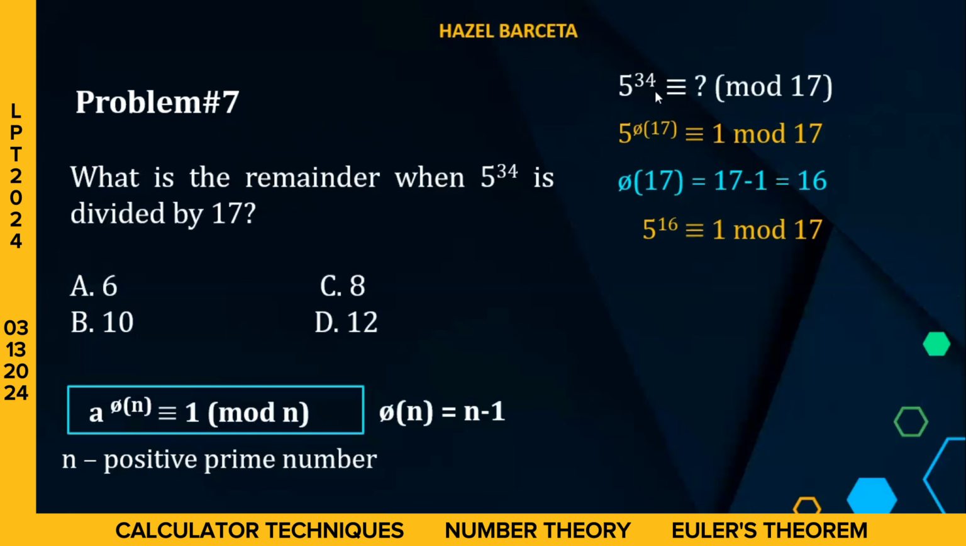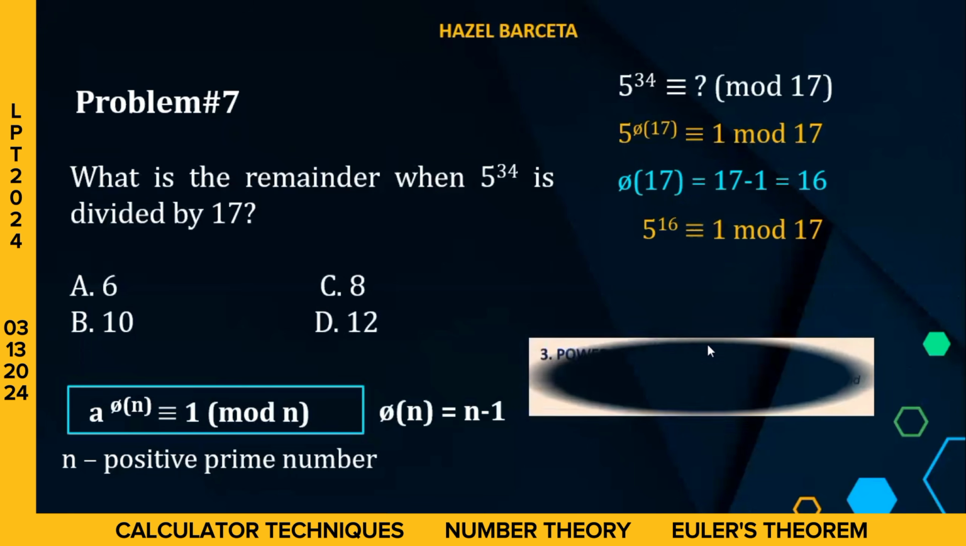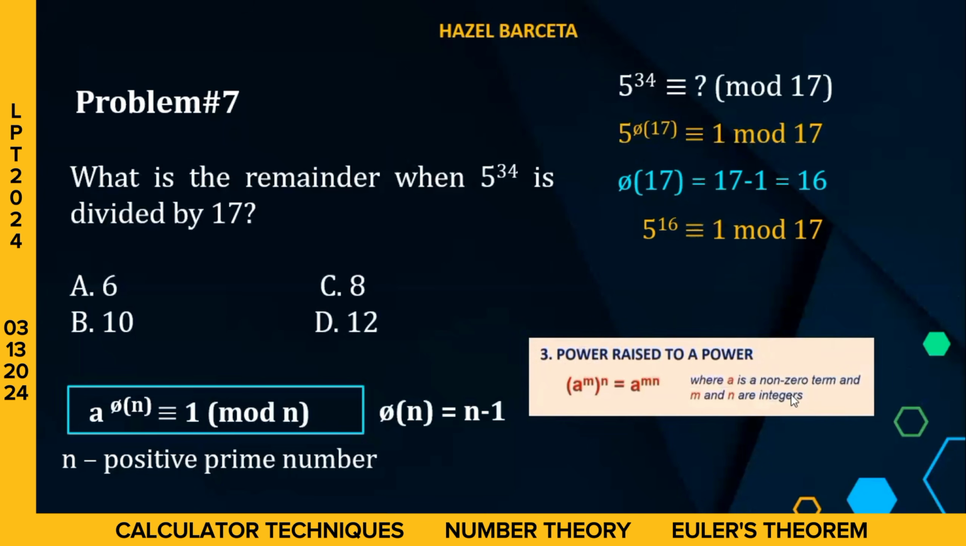Dito, we have to simplify the exponent just like our FLT. So, ilang 16 po ang meron sa 34? May dalawa po, at equivalent to 32. So, may kulang pa po tayong dalawa. Paano po natin ito gagawa ng equation? Gagamitin po natin ang law of exponents. Power raised to a power, a raised to m. So, we have 5 raised to 16. Then, ilang 16 nga po ulit? Meron po tayong dalawa. So, i-raise po natin ito sa 2, which is equal to n naman yung 2 natin. So, we will have 5 raised to 16 times 2 dahil a raised to m times n.